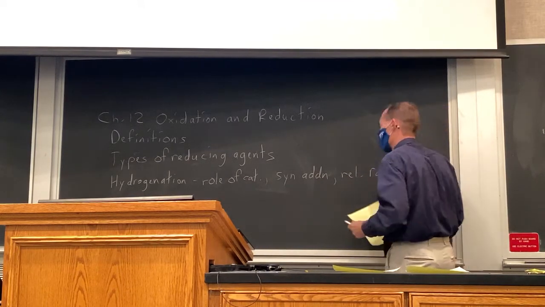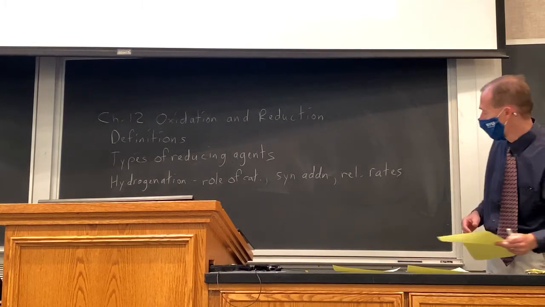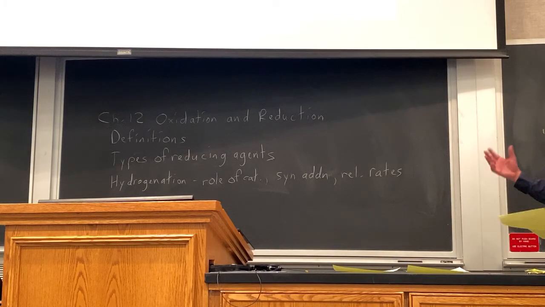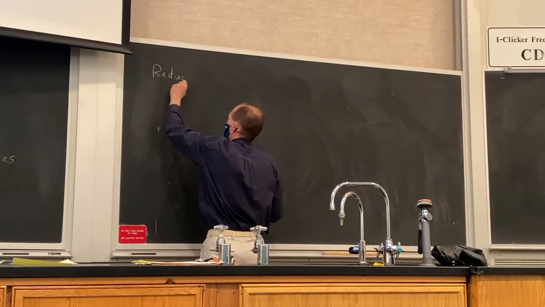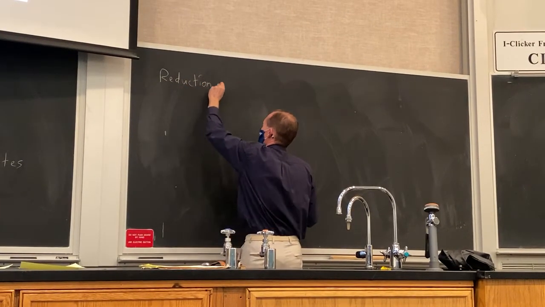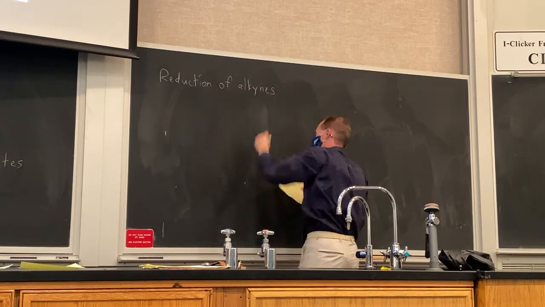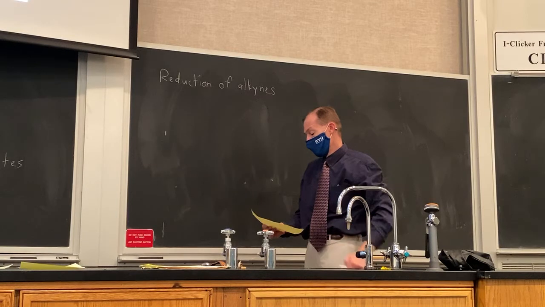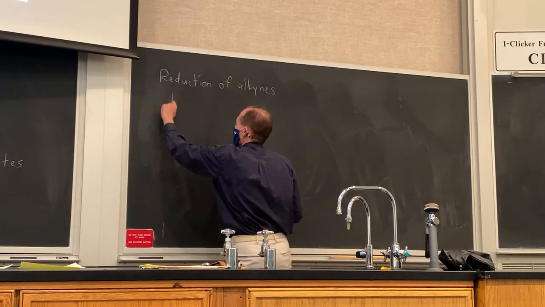We learned that less substituted alkenes will react faster. And if we understand the mechanism, we understand why that is the case. All right? Let's come over here for our next topic, which was the reduction of alkynes. So with alkynes, we had three ways that we could reduce them, three different outcomes.